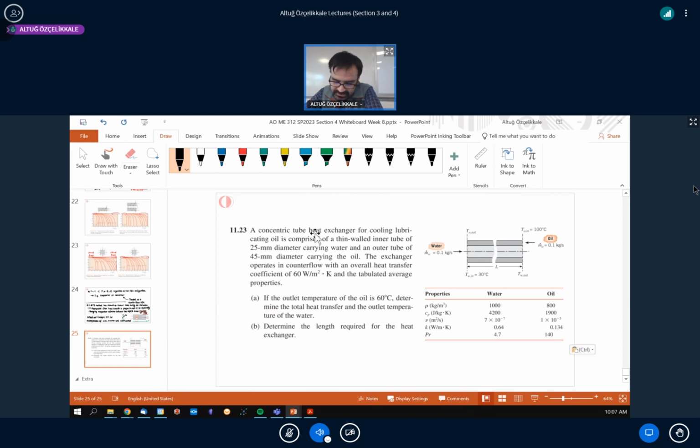As a concentric tube heat exchanger, there's cooling lubrication oil. There's a thin-walled tube carrying water inside, and the outer annulus is carrying oil. And the overall heat transfer coefficient is given. We know the heat exchanger is operating in counterflow arrangement. And we know the outlet temperature of the oil. Determine the total heat transfer and outlet temperature of water. And secondly, determine the length required for the heat exchanger. So let's do that.